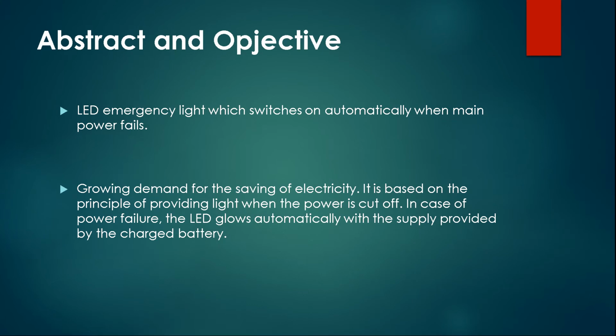The LED emergency light switch which switches on automatically when main power fails. Regarding the growing demand for the saving of electricity, it is based on the principle of providing light when the power is cut off. So, in case of power failure, the LED glows automatically with the supply provided by the charged battery connected to the circuit.